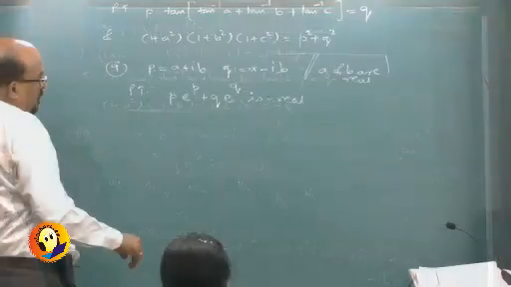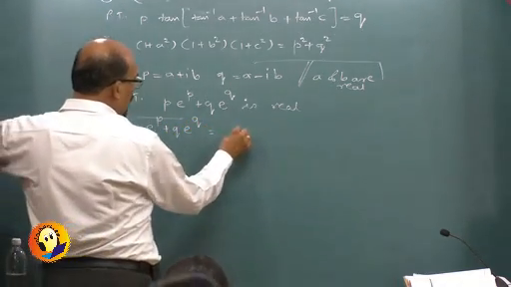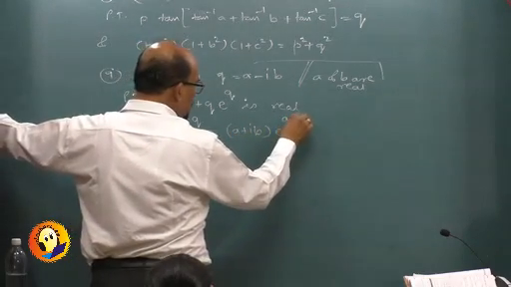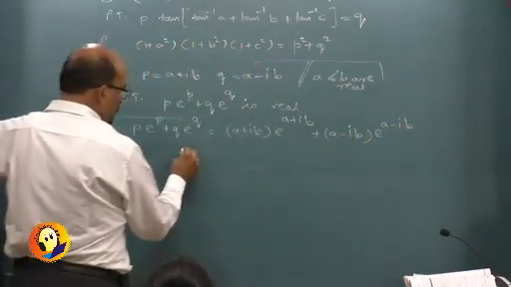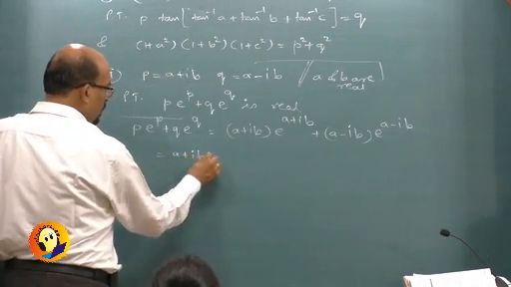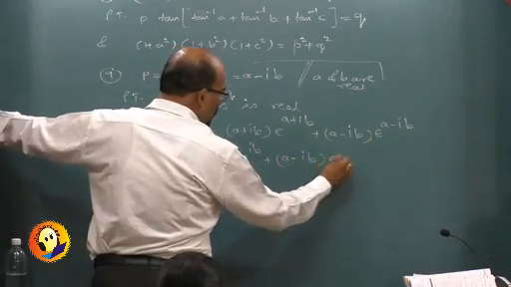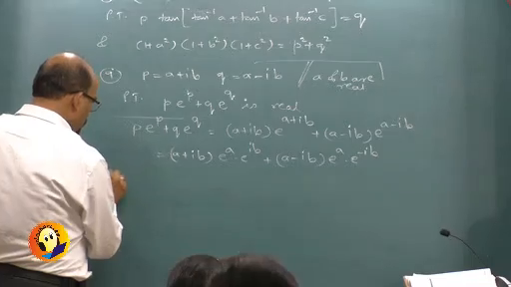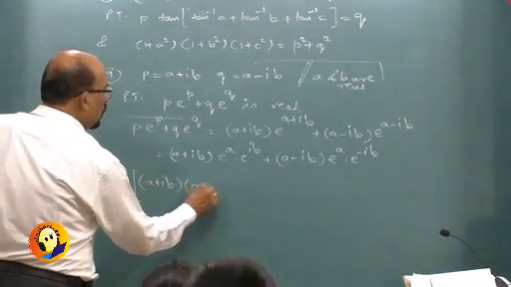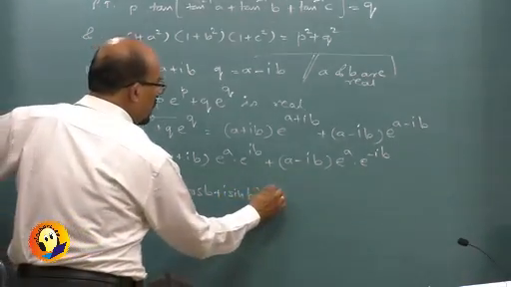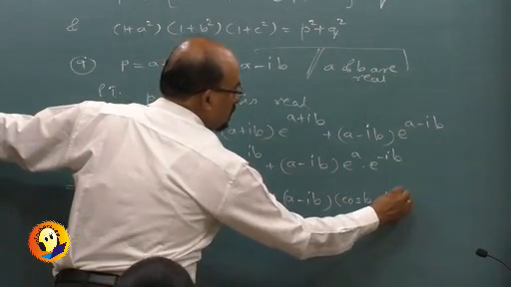This will be done quickly. So in the last one we said that we will start with p e raised to p plus q e raised to q, that is a plus ib e raised to a plus ib plus a minus ib e raised to a minus ib. In the next step we have split it as e raised to a into e raised to ib plus a minus ib into e raised to a e raised to minus ib. So e raised to a is taken common. It is a plus ib into cos b plus i sin b plus a minus ib into cos b minus i sin b.